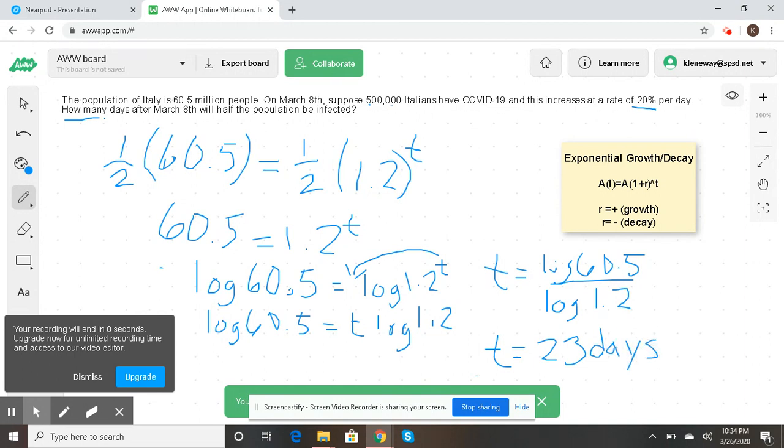So what we've learned in this problem is that in 23 days, if we're increasing at a rate of 20%, half the population of Italy will be infected. All right, so now that we've done one together, go ahead, go out, conquer, rule these exponential problems.